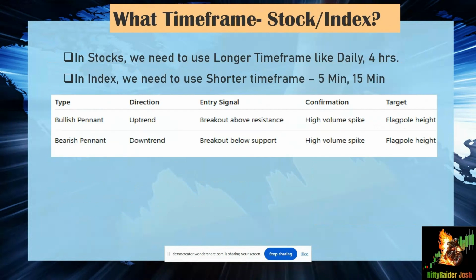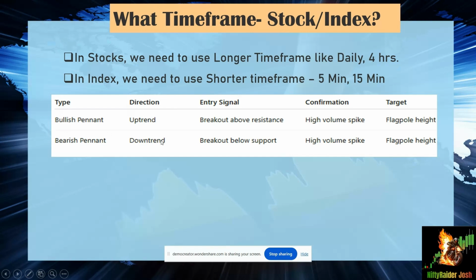Now let us come back to our presentation. I hope you guys understood. So in stocks, we have to go for a long time frame, like daily as we have seen. In index, we need to use shorter time frames, 5 minutes, 15 minutes, and all. So the bullish pennant: uptrend, breakout above the resistance and high volume spikes you can see, and the target is the flag point height; you can take that much upside as well.